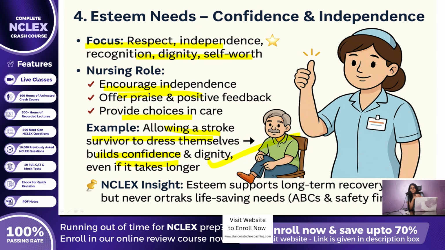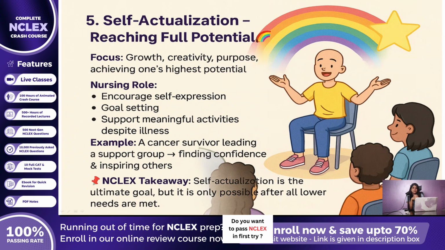At the top of the pyramid is self-actualization, which means reaching one's full potential. Patients at this stage may set new goals, seek creative outlets, or pursue personal growth despite illness. Nurses encourage this by providing opportunities for self-expression and purpose. For example, a cancer survivor starting a support group for others is demonstrating self-actualization. In nursing care, this is the ultimate goal once lower levels are met.